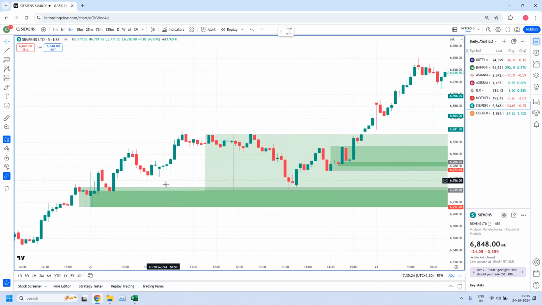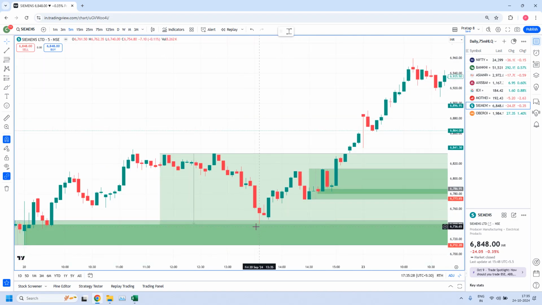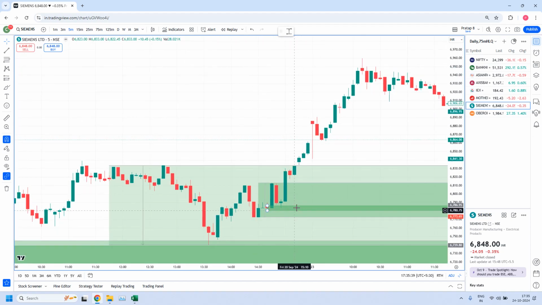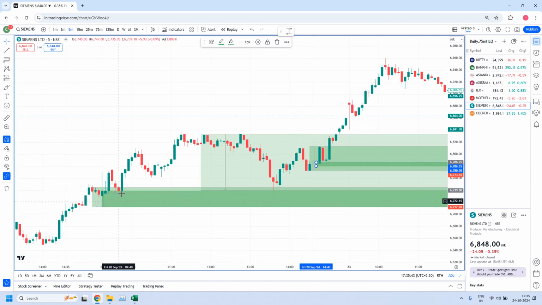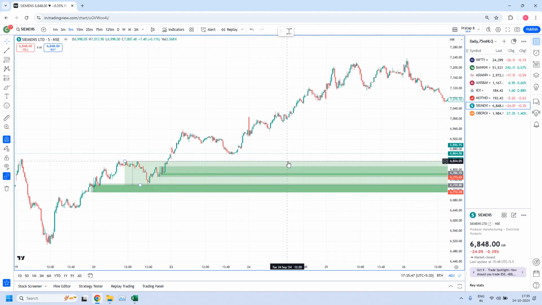This 5-minute zone is the origin to this. See, it picked up the orders from this 5-minute zone and then the market started moving up. So that means in this area strong order flow is there. Today we got 2 trades from this fine-tuned 5-minute zone, and 1 trade from this origin. Let us look into all the trades.